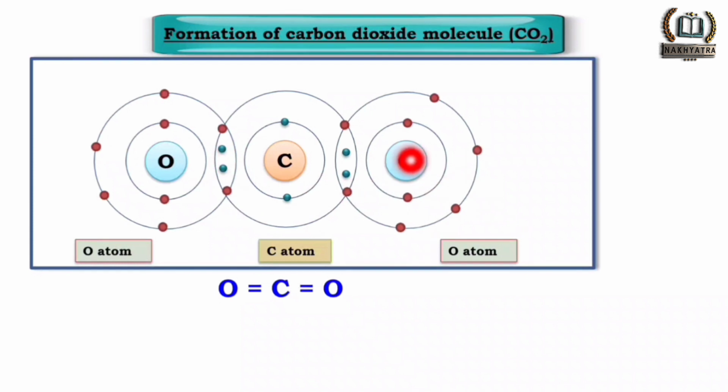Similarly, this oxygen will share its 2 electrons with the 2 electrons of this carbon atom. So see, in this case, 4 electrons are shared. That means 2 pairs of electrons are shared. Therefore, the bond formation here is the double covalent bond. Okay. So here also the double covalent bond. So this is the structure for the carbon dioxide molecule. Is that clear?